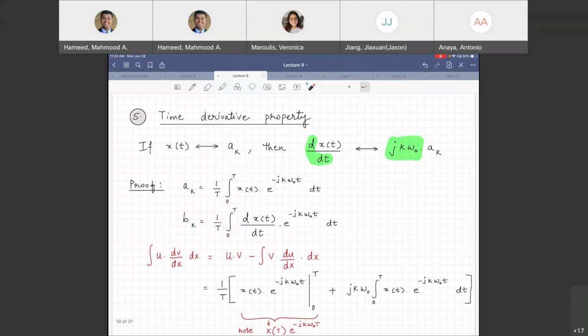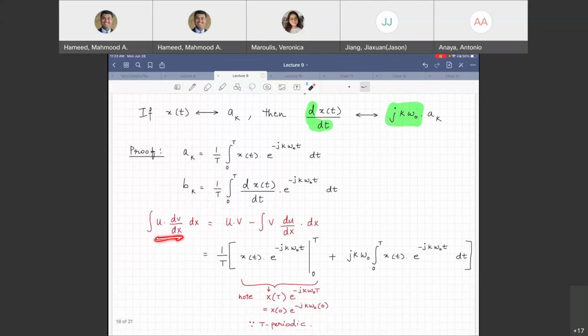Next, use the integration by parts property. You have got this u here, which is e to the minus jk omega naught t, and dv by dt is dx by dt, which equals u times v minus the integration of v du by dt multiplied by dt.